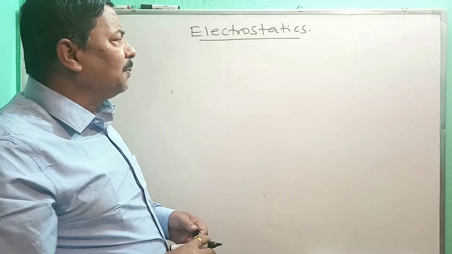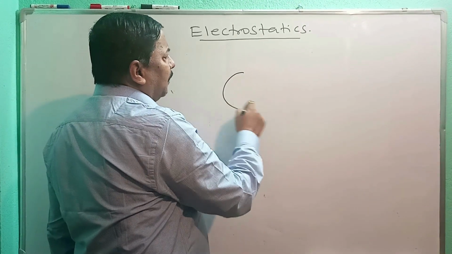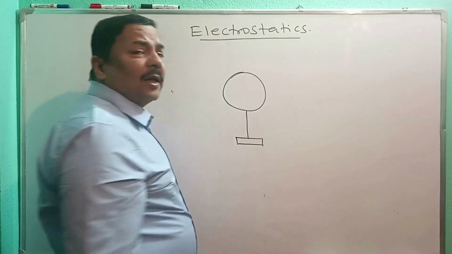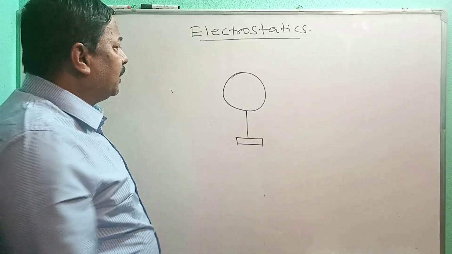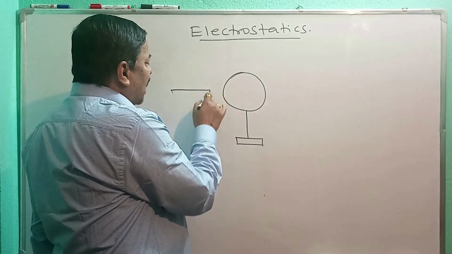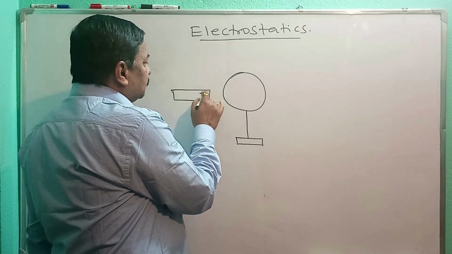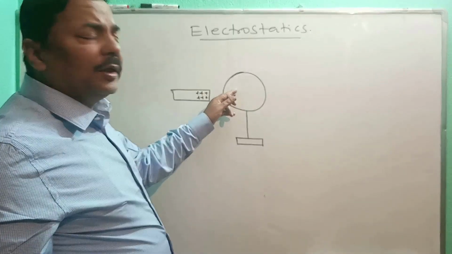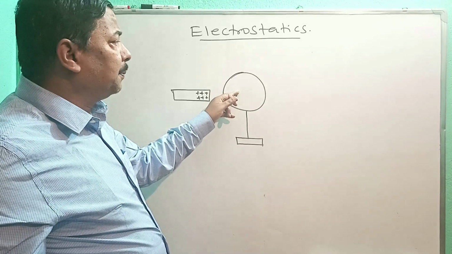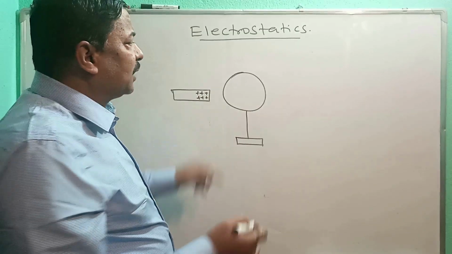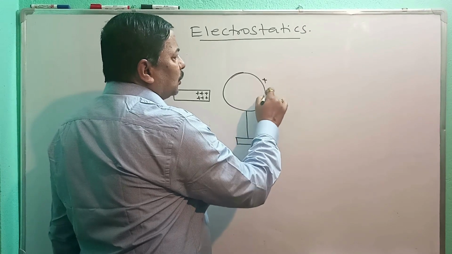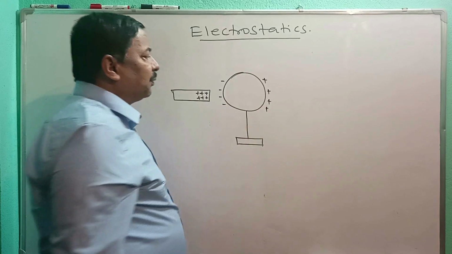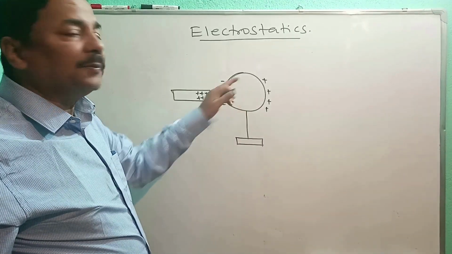In the process of charging by induction, suppose I am taking a conductor here. The conductor contains free electrons, and if I bring a charged body here, this is neutral, so it contains both electrons and protons. Due to repulsion, positive charge will go to this side and negative charge will come to this side. This is polarization. Now it has become polarized.